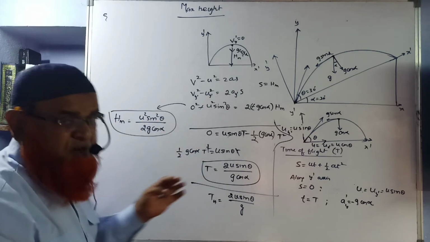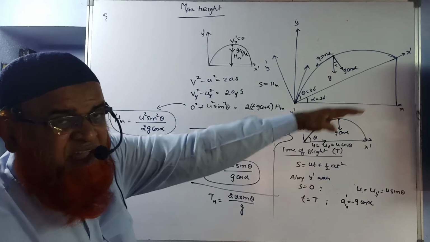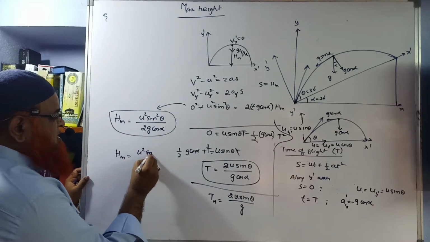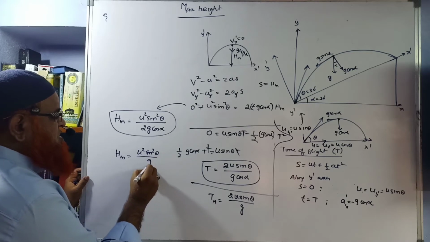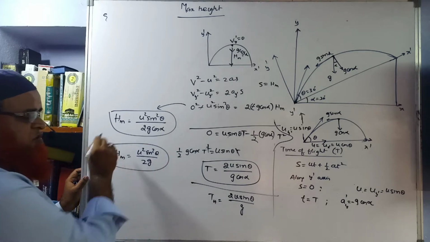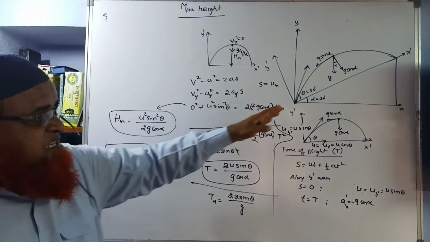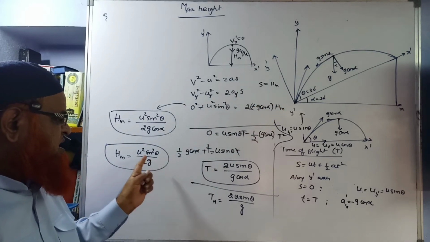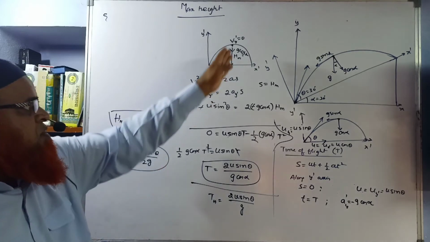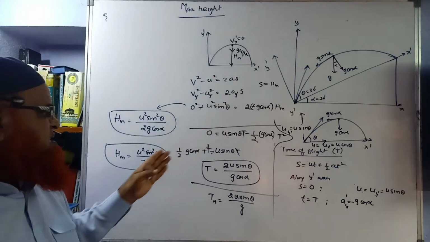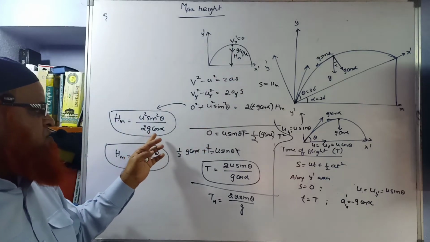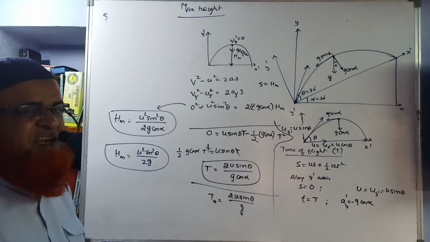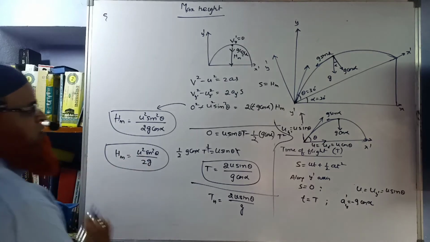But what was the formula in the horizontal projectile case? It was u square sine square theta by 2g. Okay, this was the formula here. But as it is an oblique projectile, this formula has been changed. Instead of g, now the component acting along y dash is going to be g cos alpha, so it becomes 2g cos alpha. Cos alpha is an extra thing coming into the scene here. So this is the formula we're going to get.